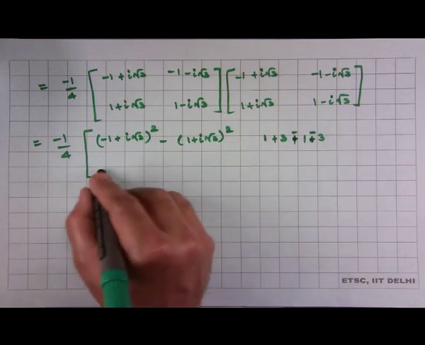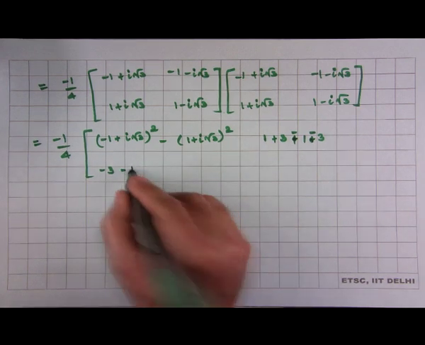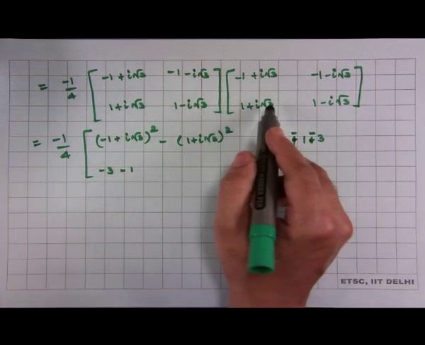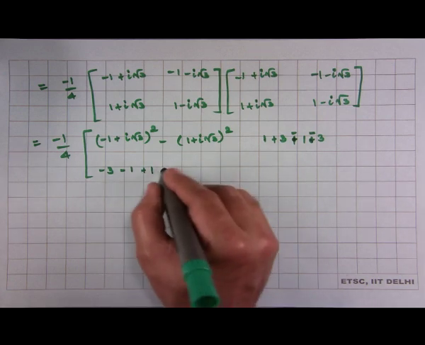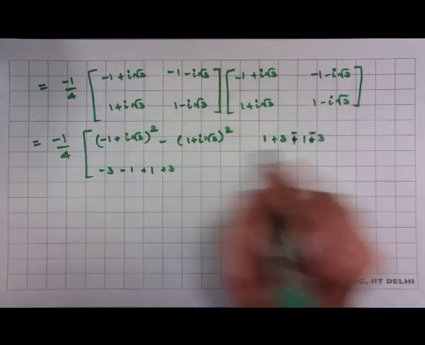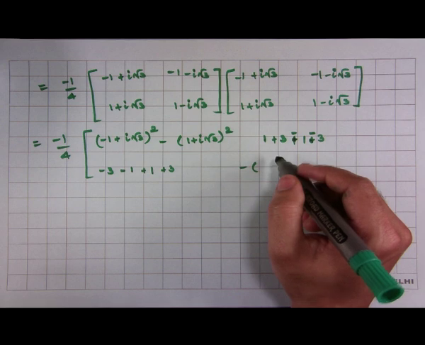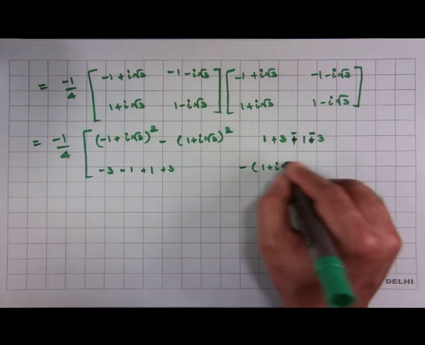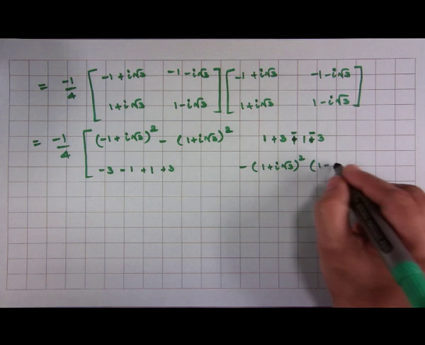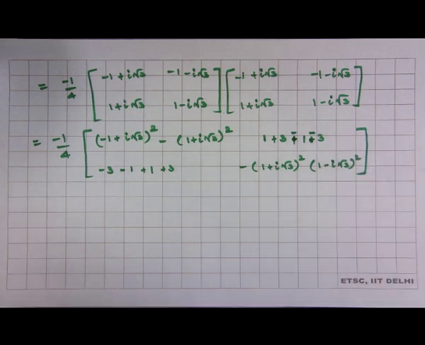a square, which is minus 3, minus b square, so minus 1, plus this into this plus 1 plus 3, and then finally this into this, what you will have is minus of 1 plus I root 3 whole square into 1 minus I root 3 whole square, right. Let us try to calculate.